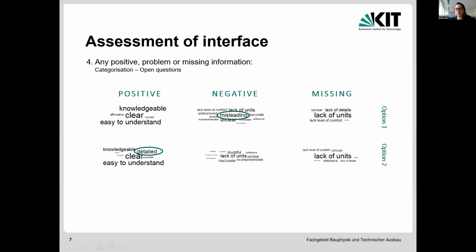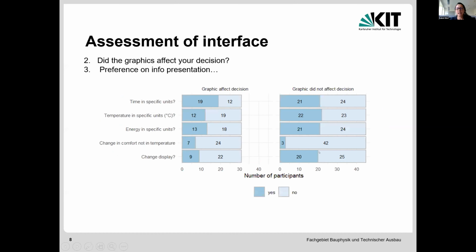In terms of negative aspects, at least for option number 1, people found the use of colors in option number 2 misleading. And in terms of missing information, aside from lack of units, they found there was a lack of level of comfort.